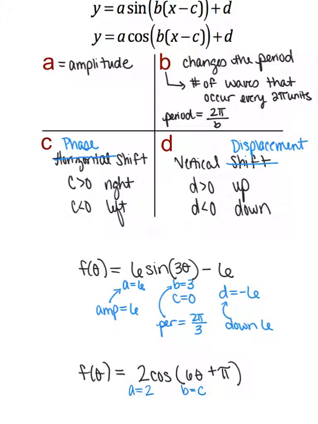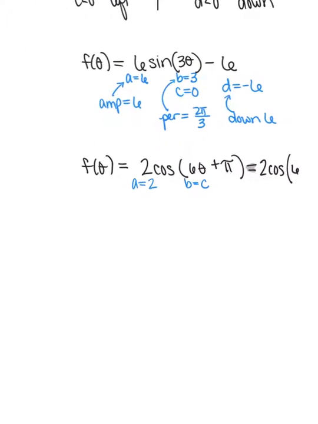But it's really important that you notice that the B value is always factored out from the independent variable. So I need to pull out that 6 in order to see the true horizontal shift. So when I'm looking on the inside, let's factor out that 6. So 2 cosine of 6, and then let's have some inner parentheses.